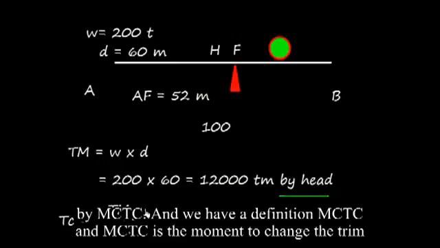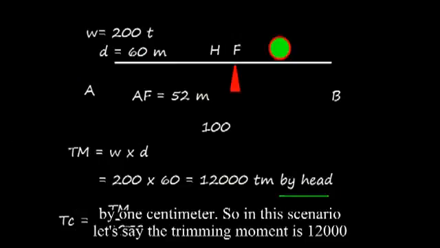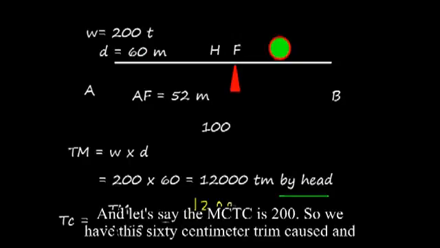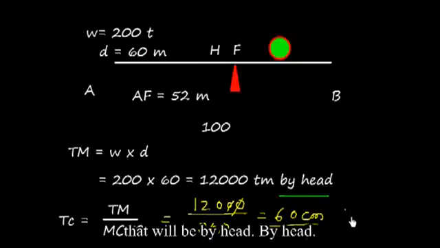And now we know that the trim can be calculated by trimming moment divided by MCTC, where as per the definition, MCTC is the moment to change the trim by 1 centimeter. So in this scenario, let's say the trimming moment is 12000 and let's say the MCTC is 200. So we have this 60 centimeter trim, and that will be by head.